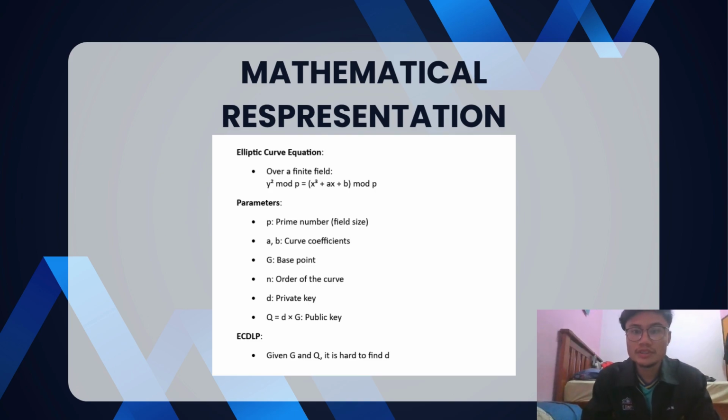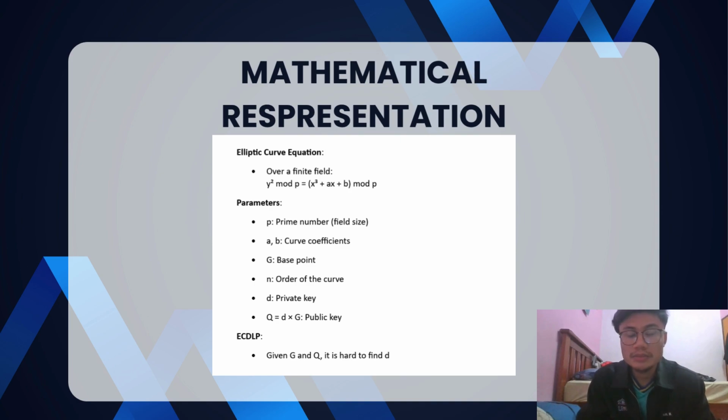Now we move to section 7, where we will explain the mathematical representation behind elliptic curve cryptography, which is ECC. ECC is based on the algebraic structure of elliptic curves over a finite field. The general form of the elliptic curve equation used in cryptography is y² mod P equals (x³ + ax + b) mod P.